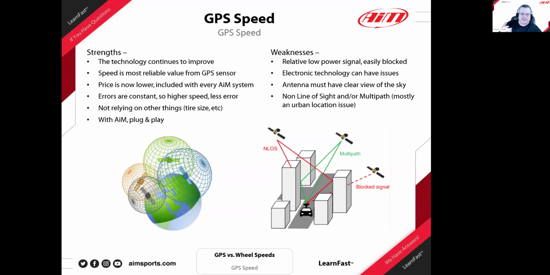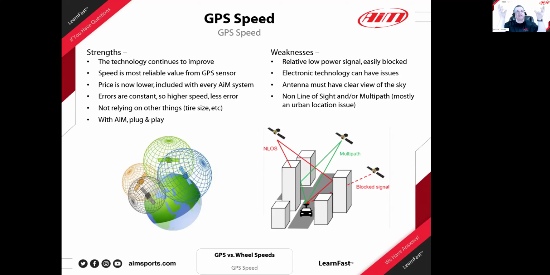Speed, when you're getting a ton of channels from your GPS sensor, is the one that's the most reliable typically, and the price has dropped to the point now where it's included with every AIM system. So price really isn't an issue anymore, and the sample rate, we've always had 10 hertz or 10 samples per second on our GPS sensors, and now we're at 25, and there's been steps along the way that just continue to get the accuracy better and better and better. Think about errors in GPS.